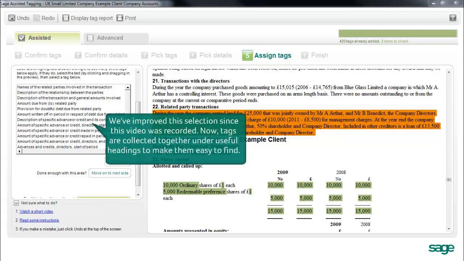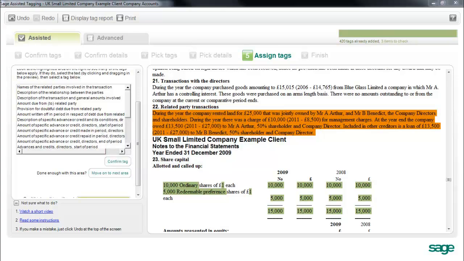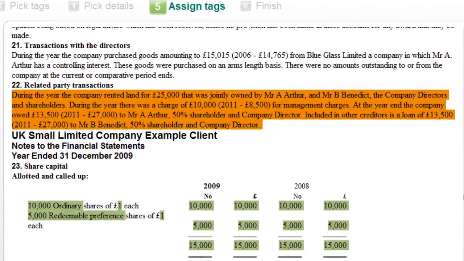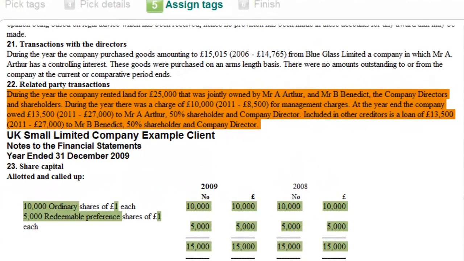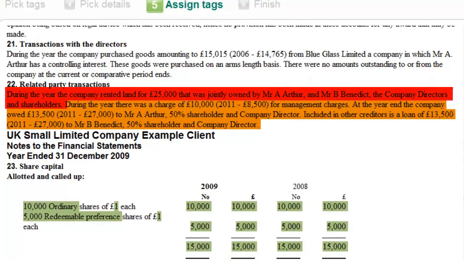We will look at the information that's been entered and split the text into specific transactions. This example text can be split into 4 transactions as follows. Transaction 1. During the year, the company rented land for £25,000 that was jointly owned by Mr. A. Arthur and Mr. B. Benedict, the company directors and shareholders.